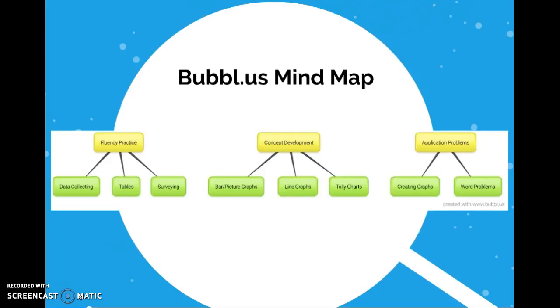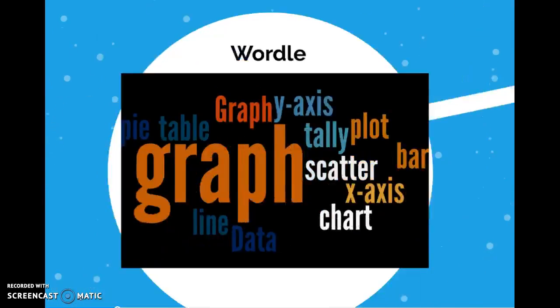Our mind map includes fluency practice, which goes through how to collect data, how to represent that data and put the data in tables, and then surveying, which is another type of data collecting. And then we talk about how to represent that data using bar graphs, line graphs, and tally charts. And then we put what we've learned with data collecting and graphs into real world application problems.